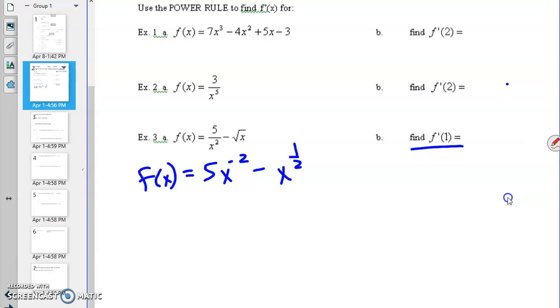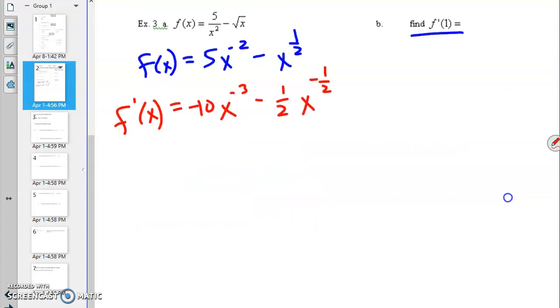Now we're going to. F prime of x equals negative 2 times 5 is negative 10, x, negative 2 minus 1 is negative 3. Negative 1 times 1/2 is negative 1/2, x, 1/2 minus 1, 1/2 minus 2/2 is negative 1/2. But I don't like to leave it there, especially when I got to evaluate at 1. I'm not quite sure what f prime of 1 would be. So what I'm going to do is rewrite it again.